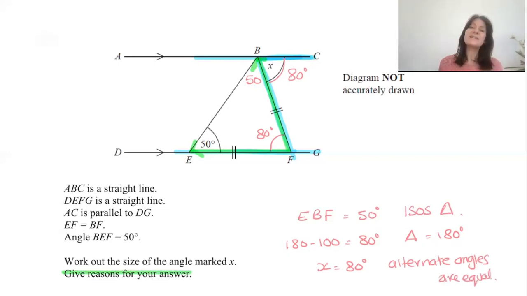Okay, so our Z shape, which links angles from each parallel line, is our alternate angle. That's the correct language to be using. All right, so hopefully I haven't completely put you off.